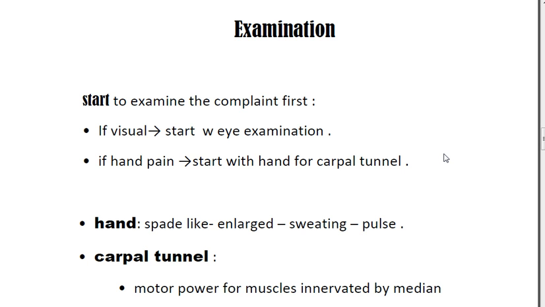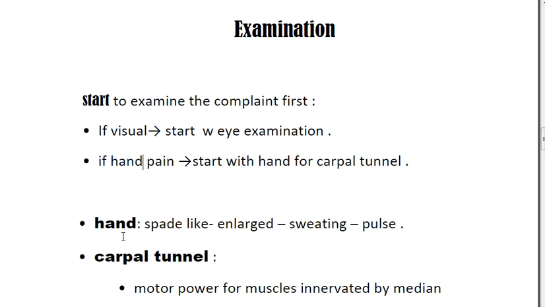The examiner wants you to examine all the systemic involvement in acromegaly. You have to start with the complaint. If the complaint is headache and visual disturbance, you have to start with the eye examination, of course. If the patient is complaining of pins and needles in both hands, you have to start with the hand examination and for carpal tunnel examination.